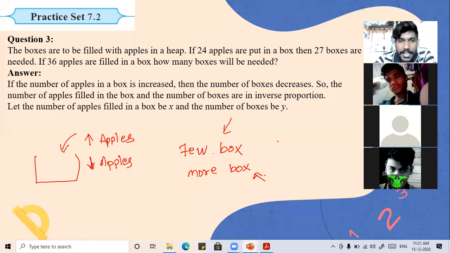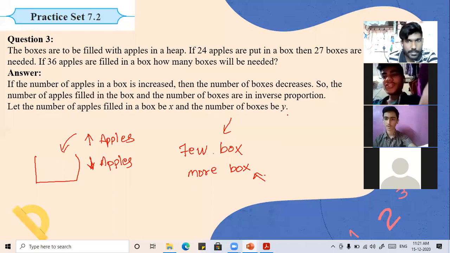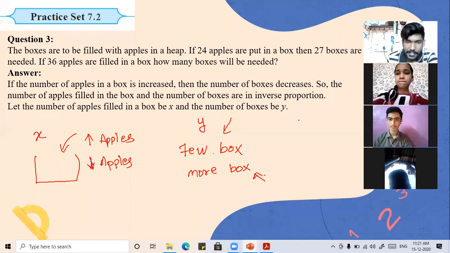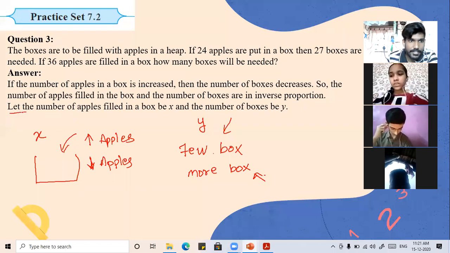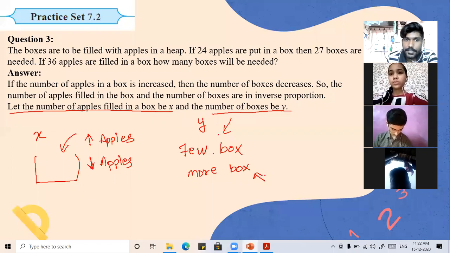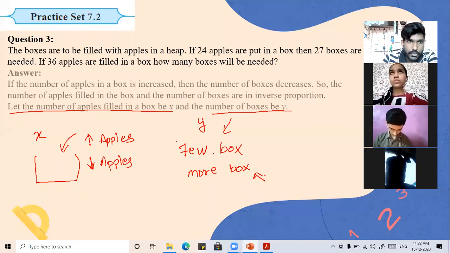So can you try to identify what type of variation this will be? Inverse variation. So if the number of apples in a box is increased, the number of boxes decreases. Suppose we take the number of apples to be X and the number of boxes to be Y. Let the number of apples filled in a box be X and the number of boxes be Y. Clearly, we know that these are in inverse proportion.